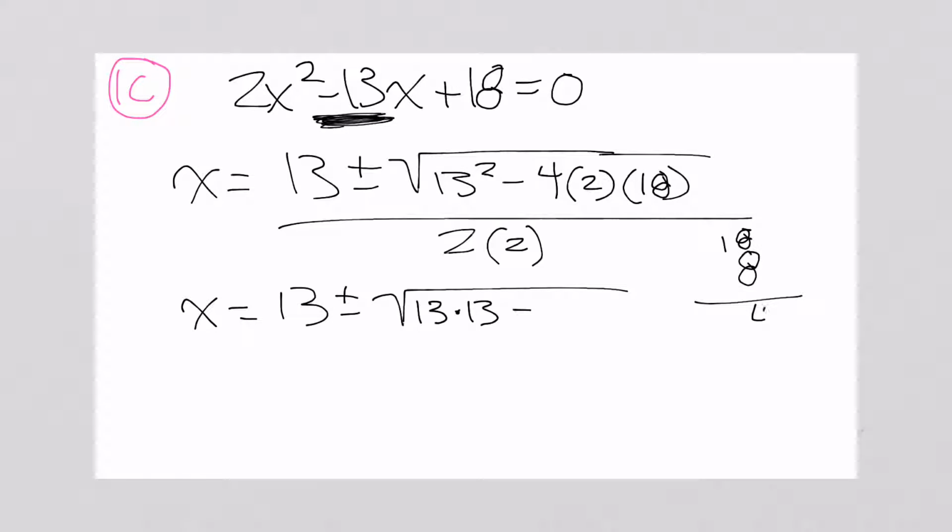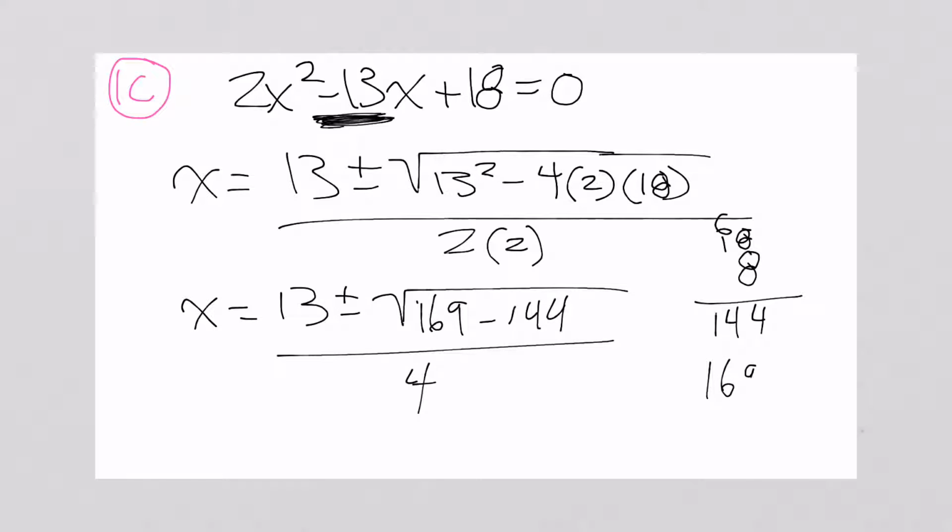8 times 8 is 64. 8 times 1 is 8. 8 plus 6 is 14. So 144. So why don't we go ahead and change 13 times 13 to 169. So 169 minus 144 is inside that square root. All of that over 4.